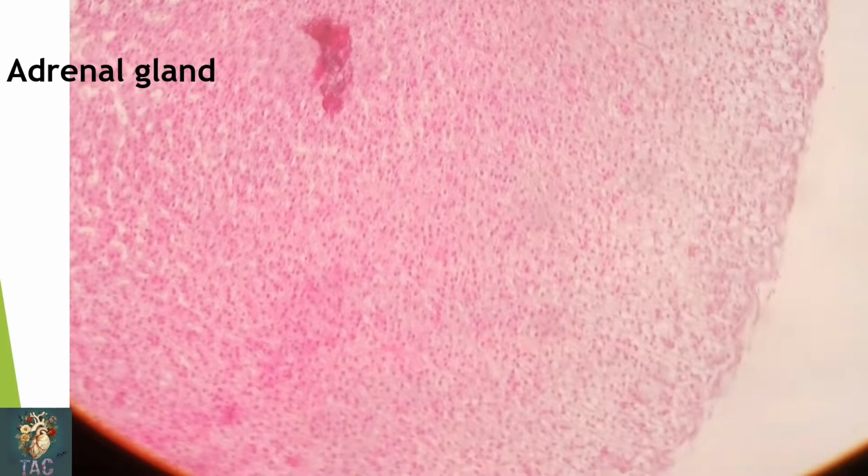Another slide at higher magnification of the cortex. Here you can see the connective tissue which is present, a very small amount of the zona glomerulosa, then the fasciculata, and then the reticularis.